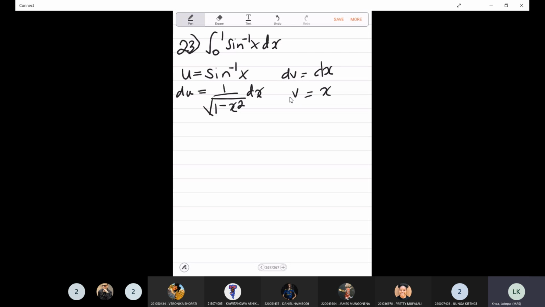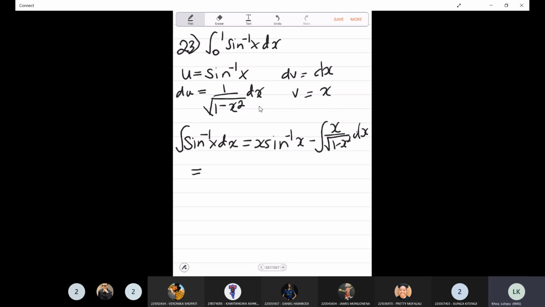So we have our 4 terms here. Just substitute them into the formula. Okay, so I'm going to work out the indefinite integral first, and then once I have the answer, then I will substitute. So this is uv, so x sine inverse of x, then minus the integral of v du, which is x over the square root of 1 minus x squared dx.